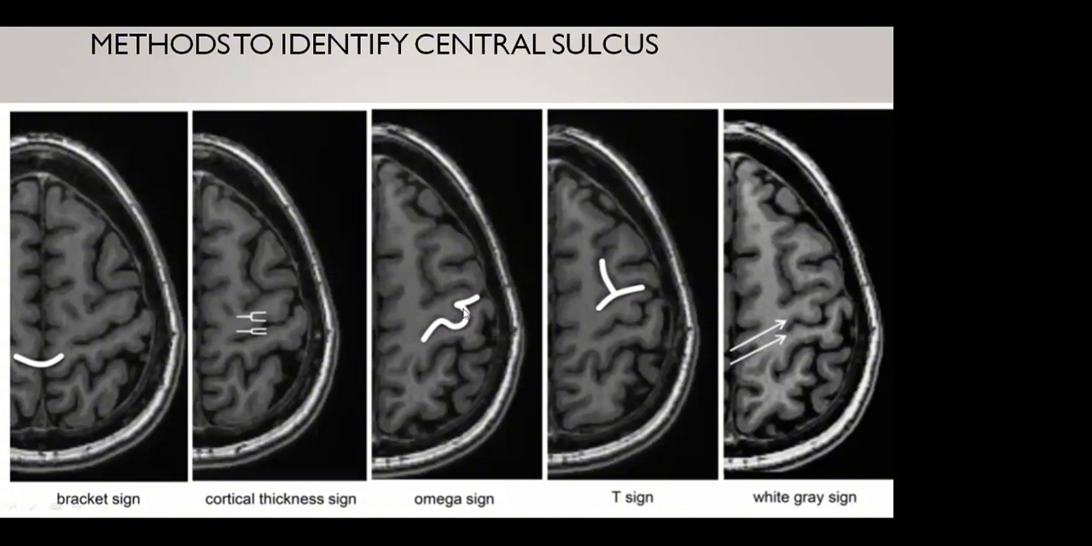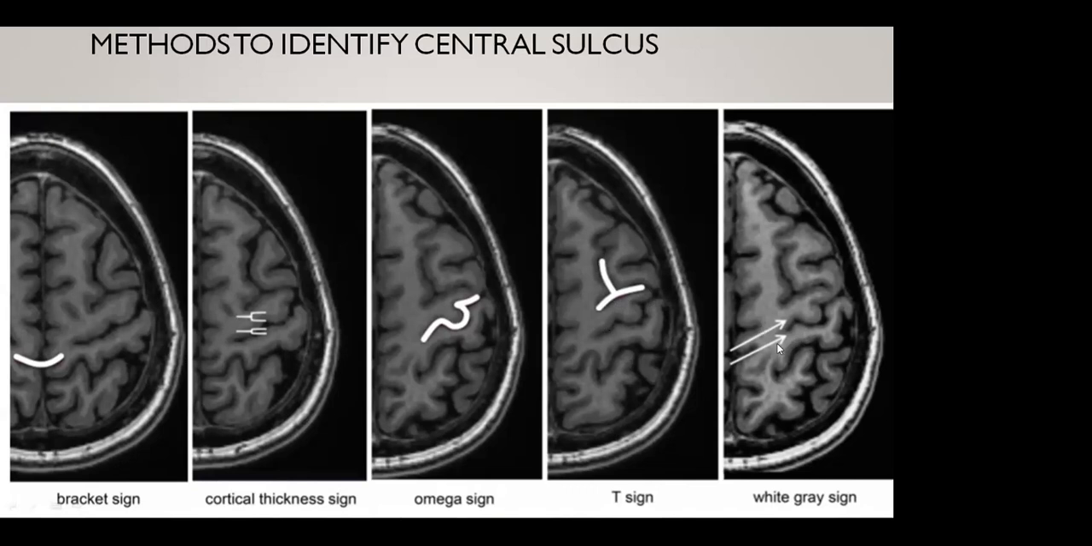Then we have the omega sign, which we discussed earlier on, and this was the T sign that I was talking about: the superior frontal sulcus, separating the superior frontal gyrus and the middle frontal gyrus, tends to meet the sulcus that is lying anterior to the central sulcus. So this tends to form a T with the central sulcus. The gyrus that's going to be lying posterior to the T is going to be labeled as the motor strip or the precentral gyrus.